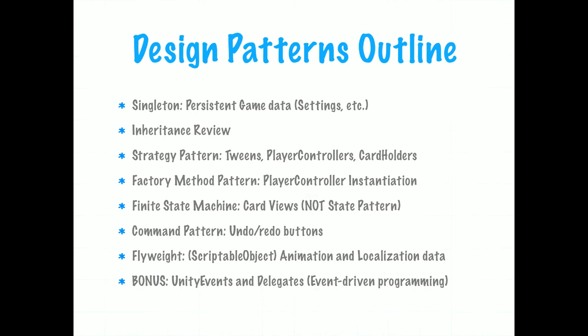We're going to start with a singleton because that one's easy, and then we're going to do a little inheritance review to make sure we understand our polymorphism and everything, just in case we get some more beginner programmers up to speed, and then we're going to go flying right through the factory method pattern, finite state machine, command pattern, flyweight, and we'll look at events and delegates because those are very important as well. Although not strictly a pattern, you can say the observer is a pattern, but it's a bonus slide.